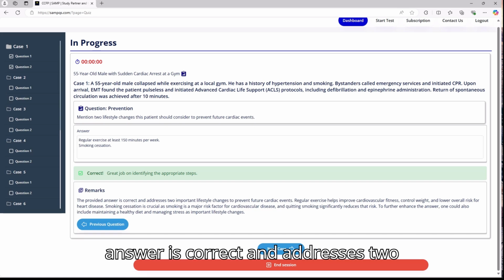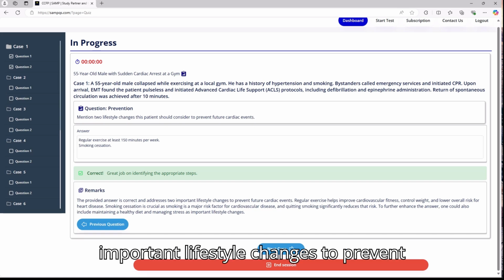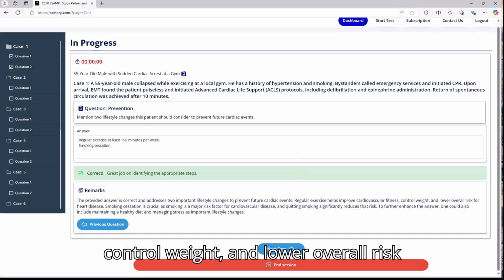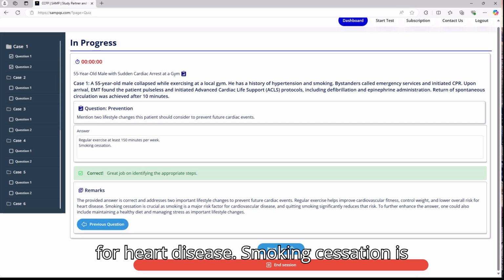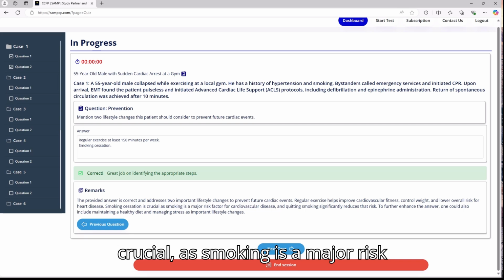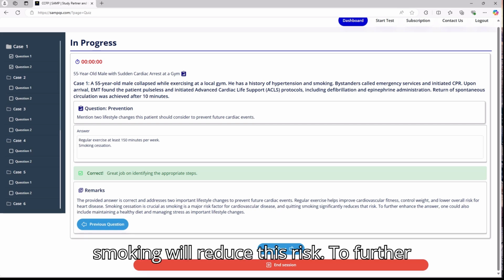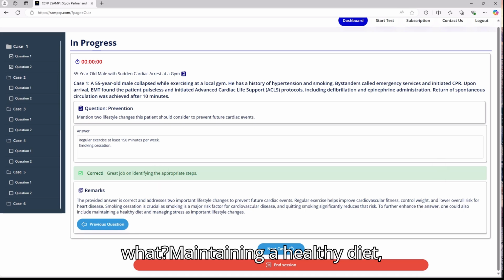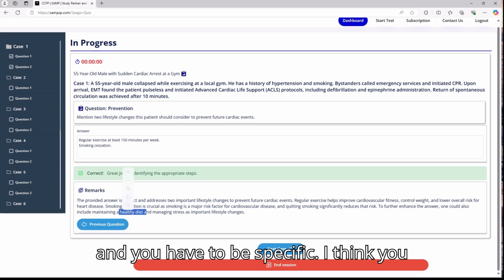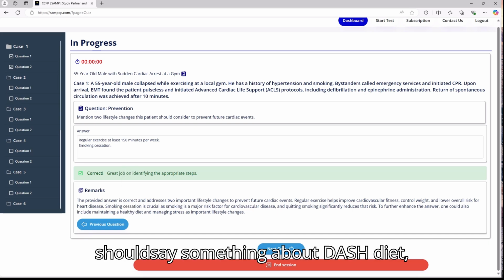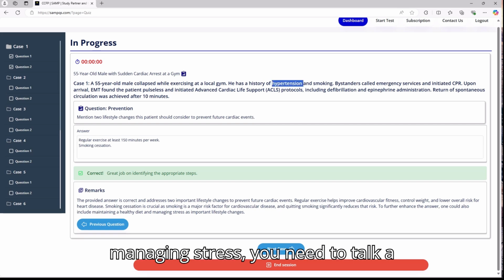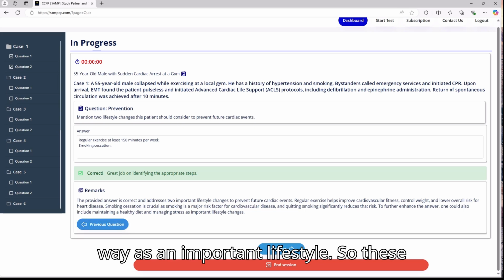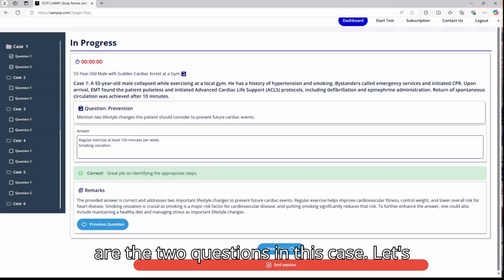The provided answer is correct and addresses 2 important lifestyle changes to prevent further cardiac events. Regular exercise helps improve cardiovascular fitness, control weight, and lower overall risk for heart disease. Smoking cessation is crucial as smoking is a major risk factor for cardiovascular disease, and quitting smoking will reduce this risk. To further enhance the answer, one could include what? Maintaining a healthy diet, and you have to be specific. I think you should say something around the DASH diet, especially with hypertension, and managing stress. You need to talk a little bit about that in a very specific way as important lifestyle. So these are the 2 questions in this case.